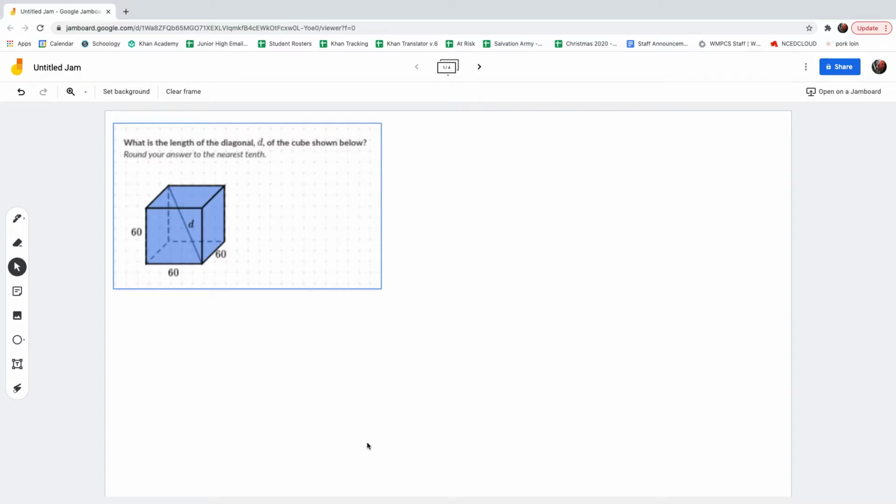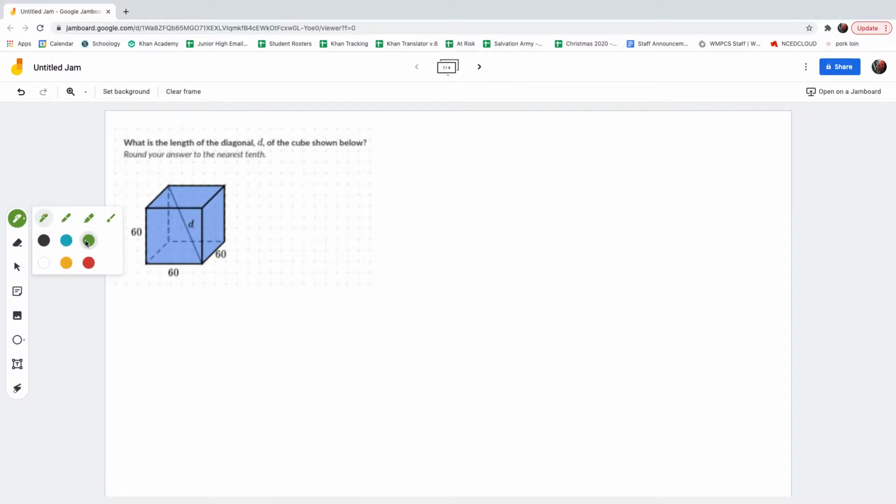3D shape. What we have to understand is that it is indeed a 3D shape. And it's asking us to find this measurement that goes right across here. The problem is that in order for us to do that, we have to know another measurement, which happens to be here. Okay? We need to know that measurement.